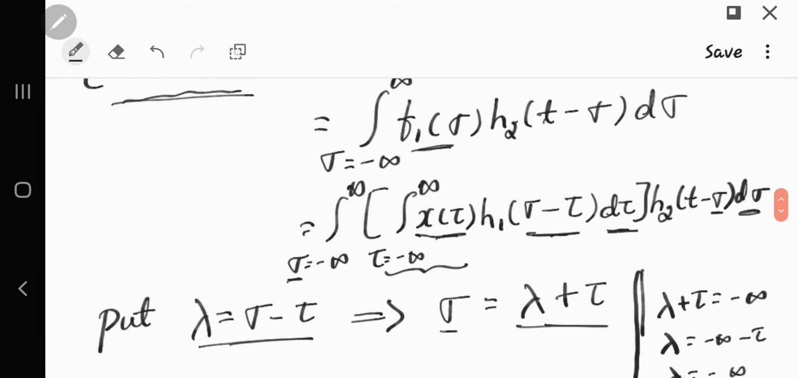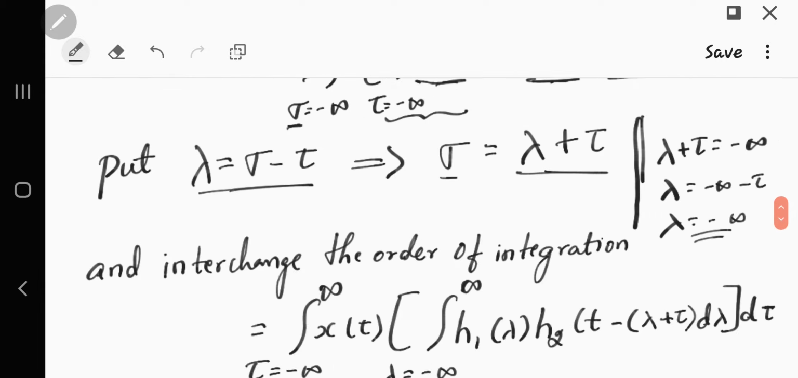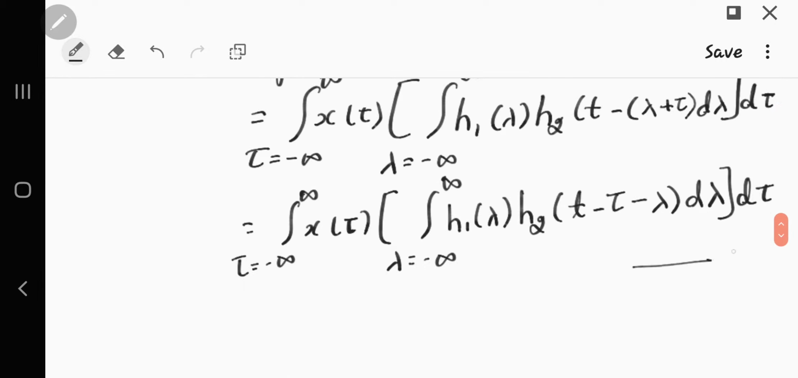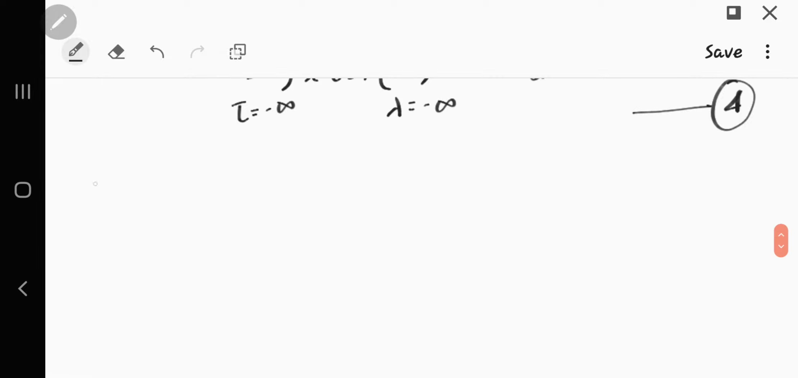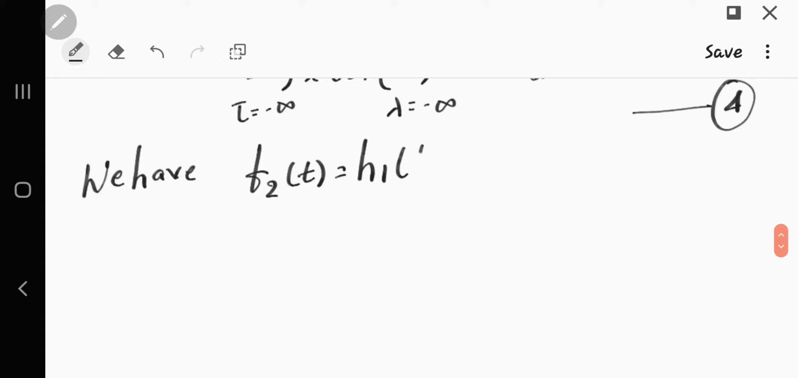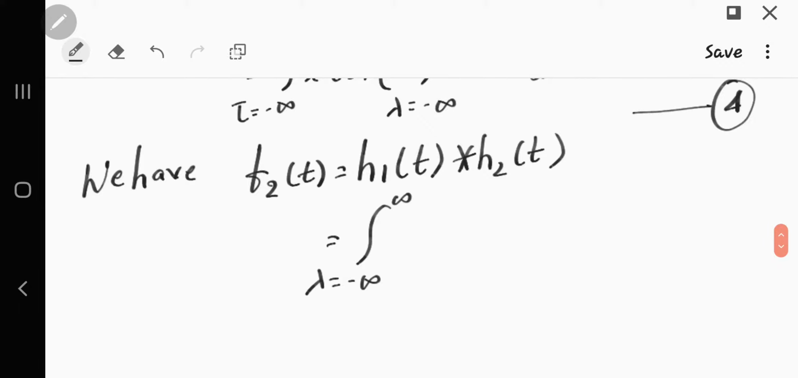So now give an equation number for this. We have 3 here, and give it a name, equation 4. Okay, so let's go back here. We have f2 of t, which is defined as h1 of t convolved with h2 of t. Now express this. I'll use lambda here. It will be easy for simplification.